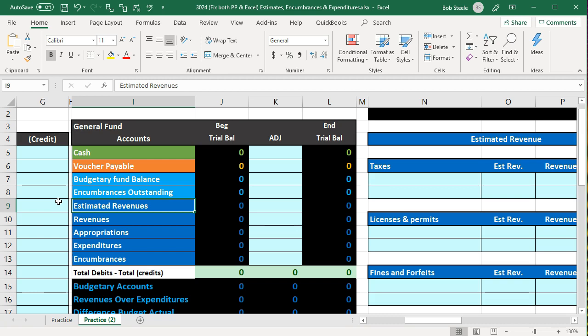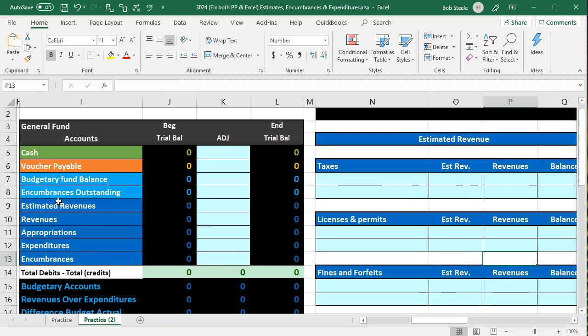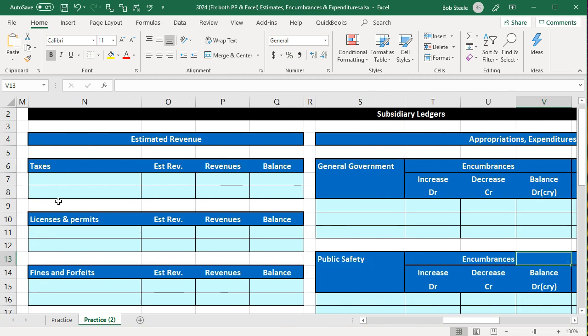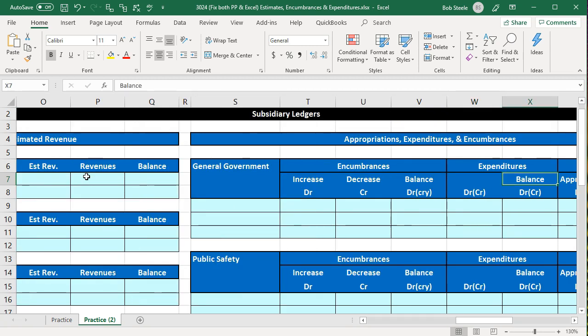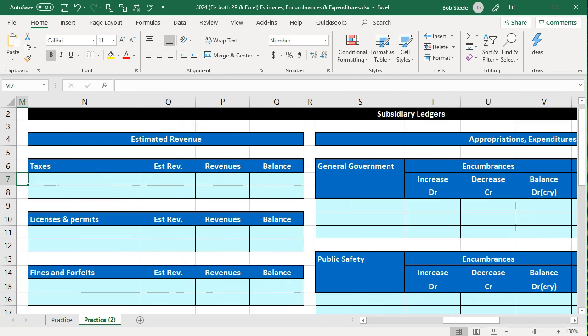Why? Because one, we have the budgetary accounts that are going to be down here, such as estimated revenues, appropriations, and what's a budgetary or kind of like clearing account, the encumbrances. So we're going to have to deal with those items as we record this information. And then we've got the subsidiary ledgers on this side, which are going to break out the detail of some of our specific accounts, including the estimated revenue accounts, and the appropriations, encumbrances, and expenditures.